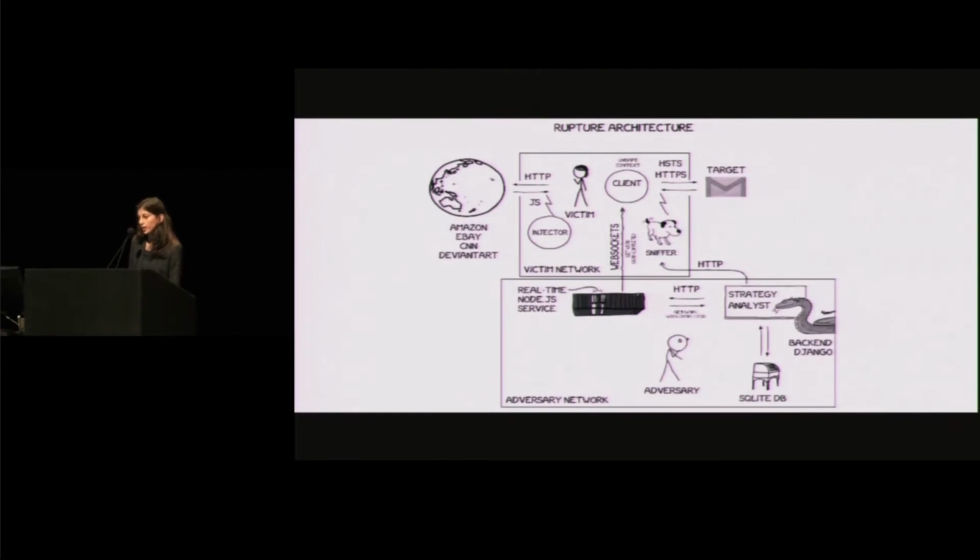It gets work from the backend and forwards it to the client, and then informs the backend whether the client has completed the work it was given successfully or not. And the backend, written in Django, is the core module of our framework. It analyzes the data, stores our data, and makes the decisions about the next state of our attack.